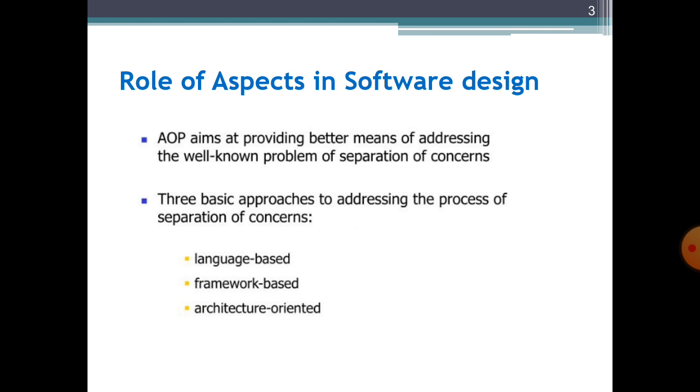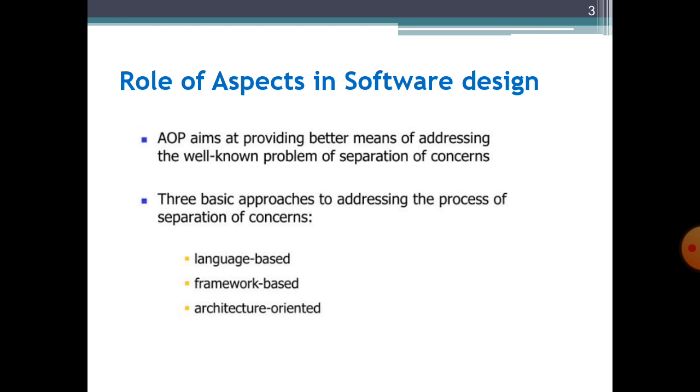So students, basically aspect oriented programming gives us the notion of a better means of addressing the well-known problem of separation of concerns, and this separation of concerns problem we have discussed in very much detail. Basically, separation of concerns states that software should be organized so that each program element does one thing and one thing only.